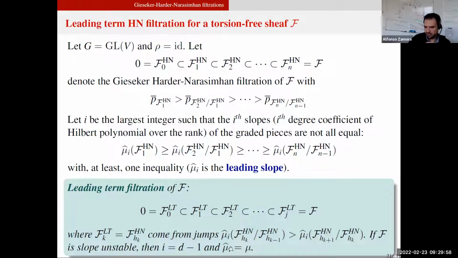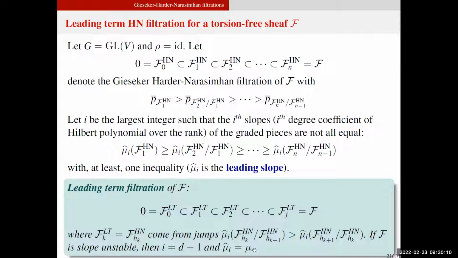I write here that if F is slope unstable, then the leading slope is really the maximal possible slope, which is d minus 1, this maximal index, and this leading slope is mu.